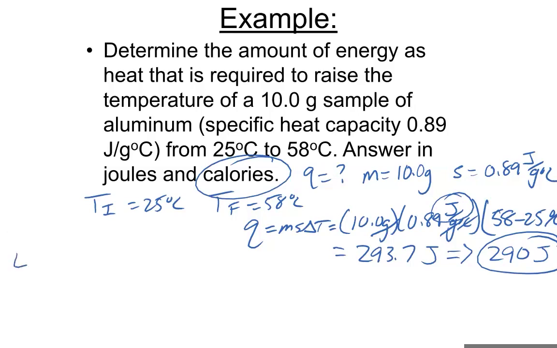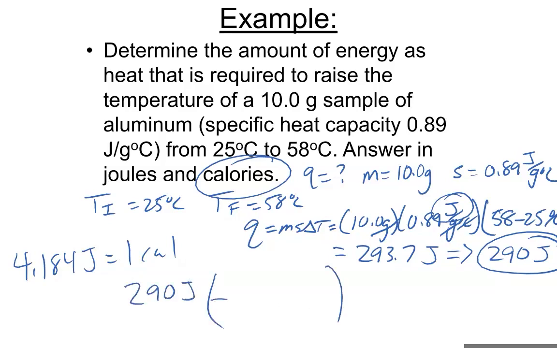So there are 4.184 joules in a calorie. So I'll take the rounded number there, 290 joules. Again, 4.184 joules per calorie. So we'll go 290 divided by 4.184, and that gives us about 69 calories. If you took the non-rounded number, you'd get something similar, like 70 calories. Pretty close.